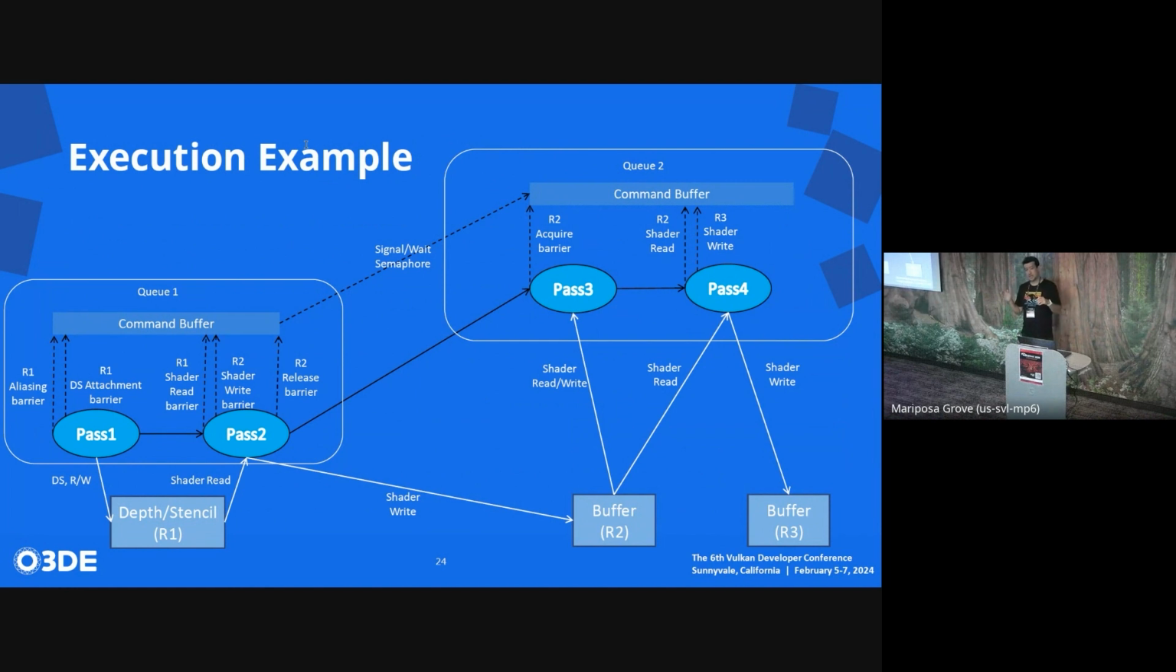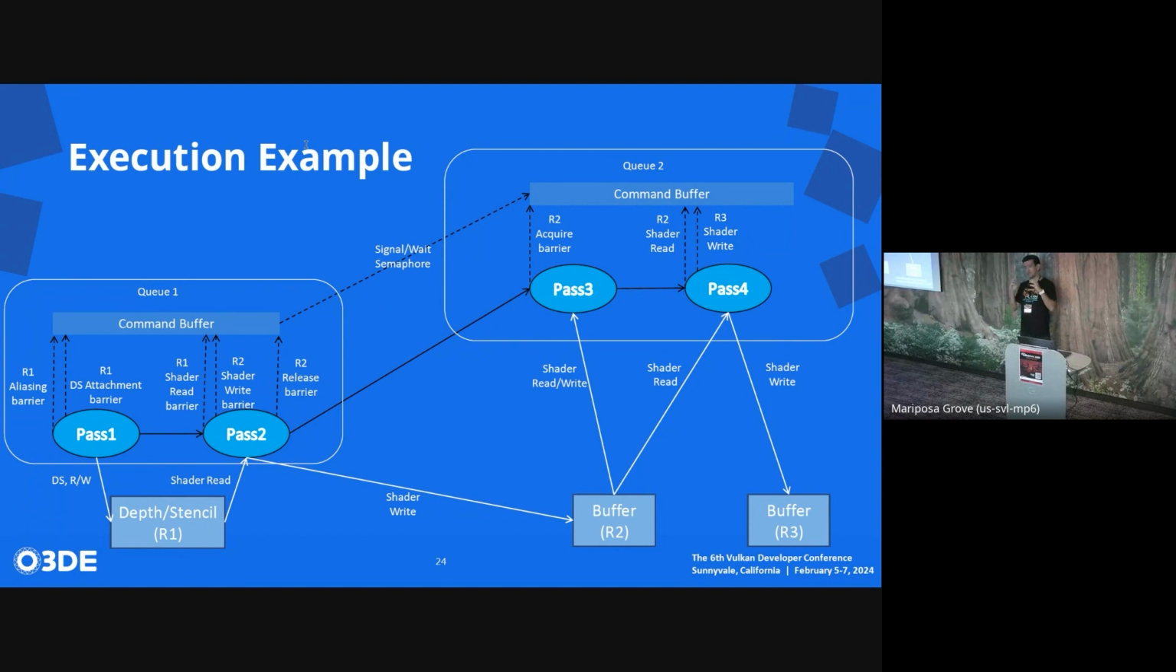Then comes the turn of pass 2, which is going to be reading from that depth stencil, but as a shader resource. So it's going to record a barrier to transition that resource into a shader read resource. And it's going to be writing into another buffer, resource 2. So it's going to record a barrier to synchronize the access to that resource.